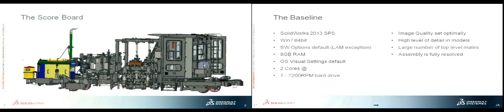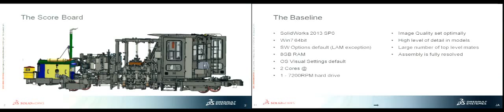The baseline model that we started off with, like Adrian said, is what we consider to be a typical model. It was running SolidWorks 2013 SP0. That's what we had available when we started all of our testing. And you've got to remember, we've been testing for close to 6 months at this point, getting everything set up and built and running the right way. Win7 64-bit. Our SolidWorks options were default, with large assembly mode being the exception. We made sure that one stayed off. 8 gig of RAM, our OS and visual settings at the default, 2 cores on our machine, and a 7200 RPM hard drive.